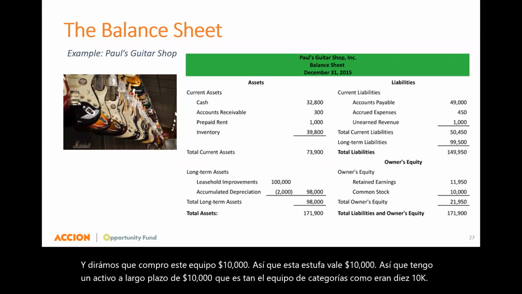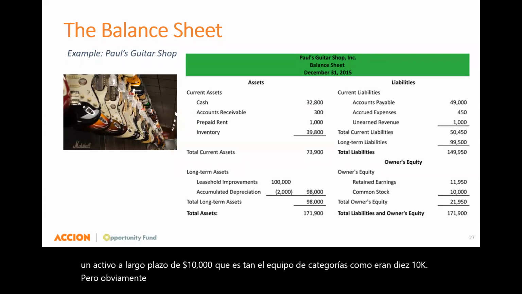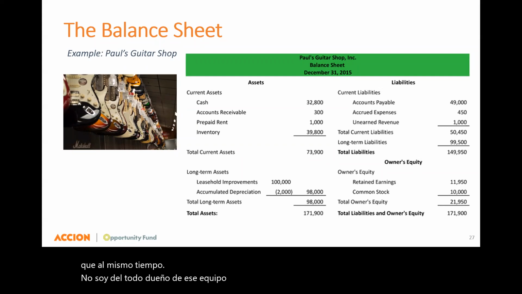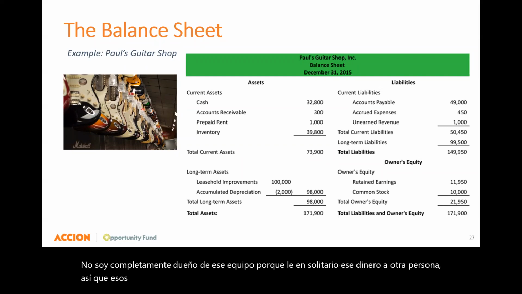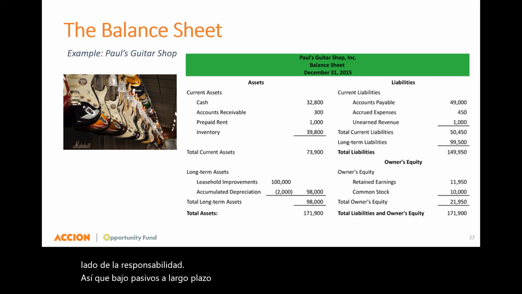But obviously I had to take out a loan for that in order to get that equipment, right? So at the same time, I don't completely own that piece of equipment because I still owe that money to someone else. That same $10,000, you would have to put as a long-term liability on the liability side. So under long-term liabilities, I would put $10,000, right?